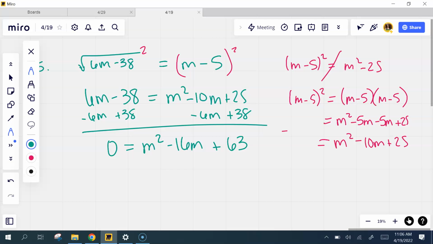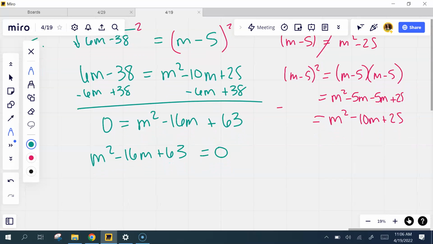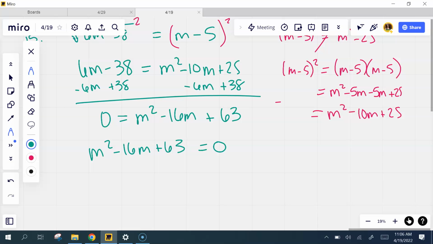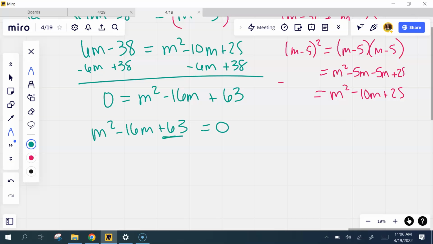The other way you can, it doesn't matter. If you like to look at it this way, you certainly can. Can I factor it? How do you know? -7 and -9. That's exactly right. What multiplies to positive 63?